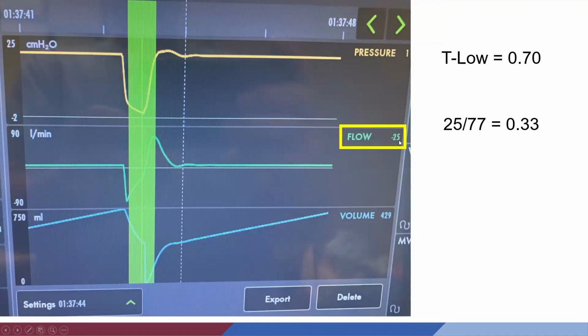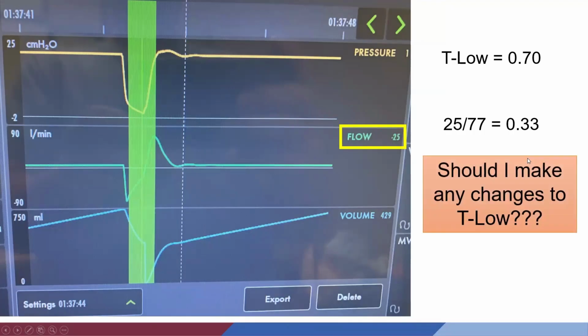And the number we're getting here is 25. Okay, so you would take 77, that was our initial peak flow rate, divide it by 25, where it's terminating, and we get 0.33, or if you times that by 100, it'd be 33%. So if our goal is 75% and we're only at 33%, what changes should we make to time low?